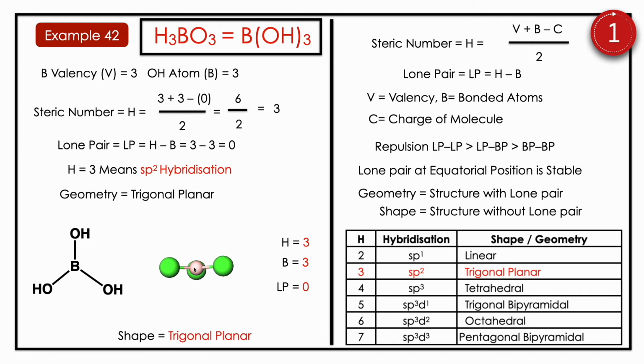H3 means sp2 hybridization. Geometry is trigonal planar. So boron will be in the middle, 3 OH at the terminal. So shape and geometry will be the same here because there is no lone pair in the system. So shape of H3BO3 is trigonal planar.